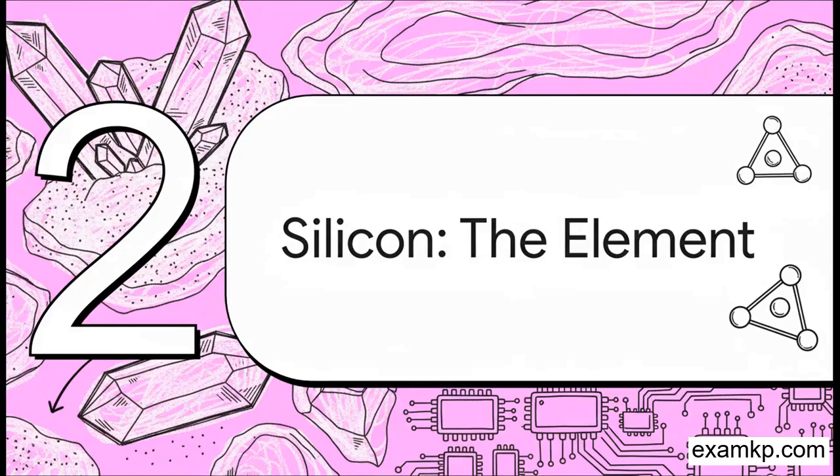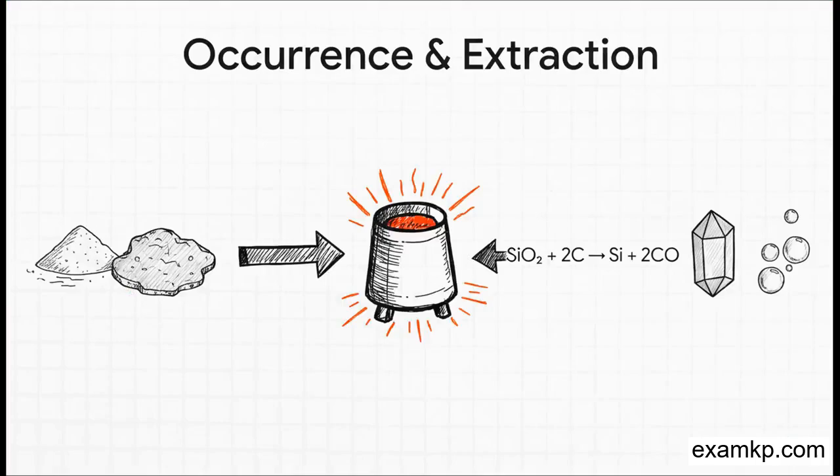Section 2. Silicon, the element. Now we're looking at where you find it and how it behaves chemically. This is a key fact you absolutely must lock in your brain. Silicon is never found free in nature. It's always holding hands with other elements. You'll find it as silicon 4 oxide, which we all know is sand or quartz, and in things called silicates, like clay.